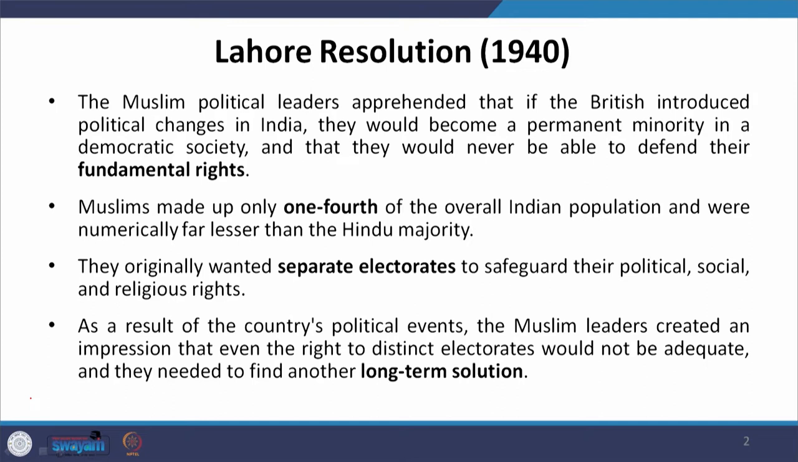So, coming back to the Muslims, they originally wanted separate electorates to safeguard their political, social and religious rights. As a result of the country's political events, the Muslim leaders created an impression that even the right to distinct electorates would not protect the needs or the demands of the Muslims. They urgently needed to find another long-term solution, right?